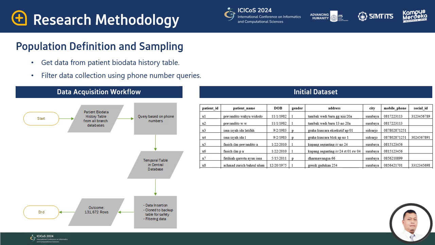The temporal table was cloned into a backup table to safeguard against potential failures during further filtering. The initial filtering targeted phone numbers with more than one but fewer than three records. This was done to account for the likelihood of phone numbers being shared among family members. A threshold of 3 was established based on various random query trials to identify a trend for data not shared among phone numbers. This filtering process resulted in 131,672 rows.